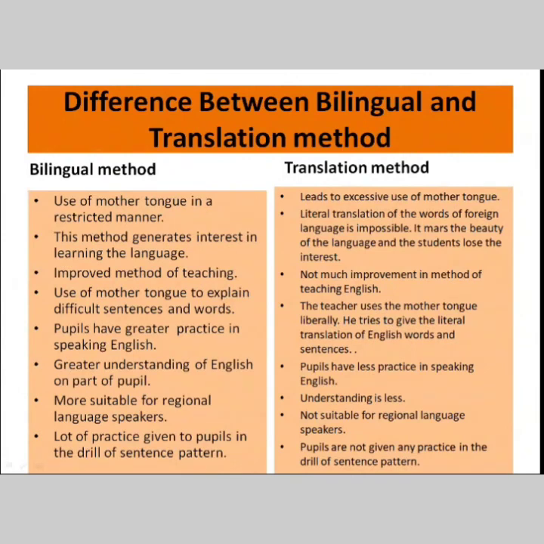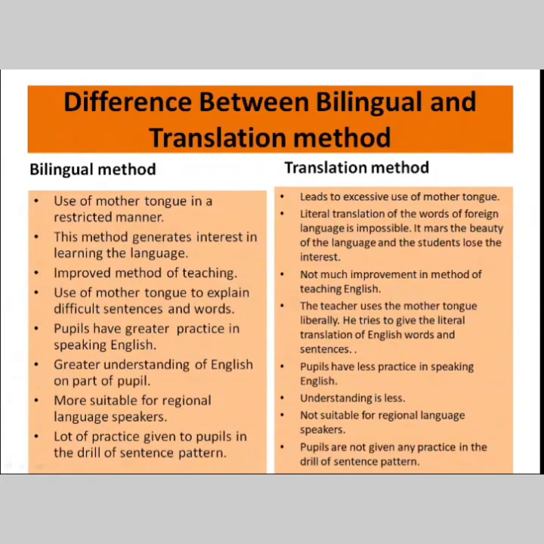Next point. Students have greater practice in speaking skill in bilingual method. But in translation method, pupils have less practice in speaking English, and this is the biggest disadvantage of translation method. Next, greater understanding of English on the part of the student in bilingual method. In translation method, students have less practice in speaking English and their understanding is also less.